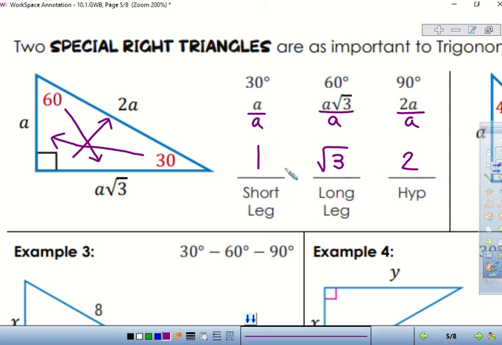So the short leg is 1. The long leg is always the short leg times radical 3. 1 times radical 3 is radical 3. And the hypotenuse, the longest, is always 2 times the short leg. So 2 times 1 is 2. Works out. Okay. So that's the simplest special right triangle's sides that you can have.